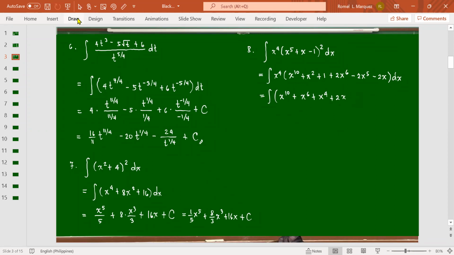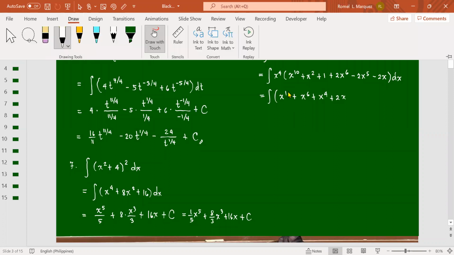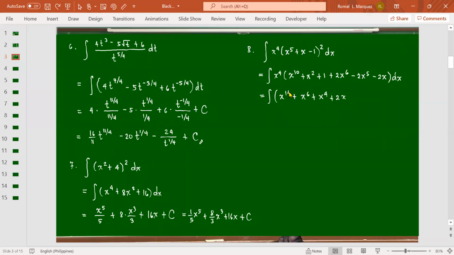Ay, sir, naiwan po. 14 po dapat po, yes. Naiwan. What about this? 10, no? And then here, 2x to the 9th. And then minus 2x to the what, guys? x to the 5th. Am I right? Yeah. Integration term by term, we get x to the 15th over 15. Next term.